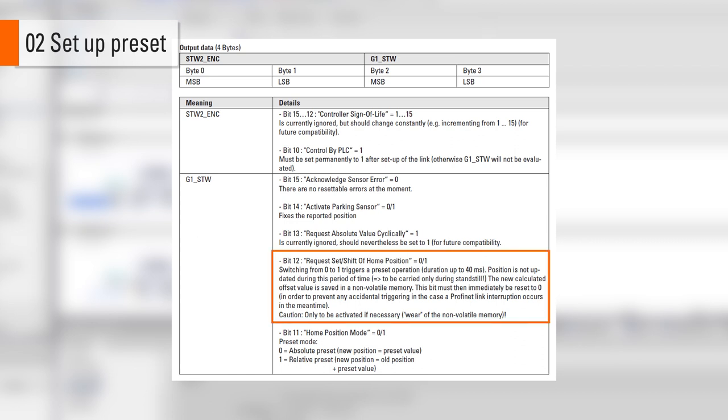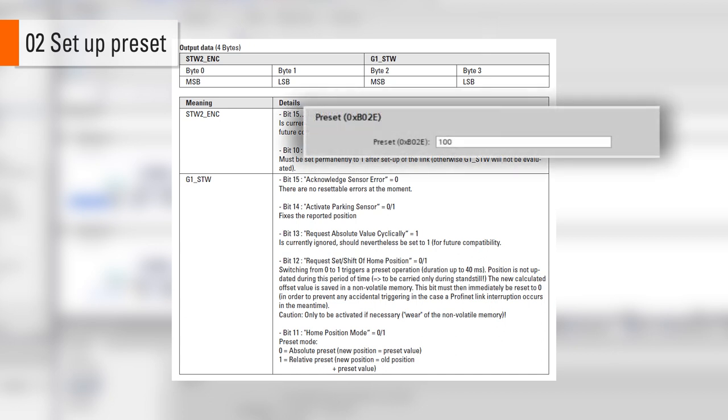If bit 12 shifts from 0 to 1, the preset is triggered. Bit 11 determines the preset mode, absolute or relative. The actual preset value is not contained in this telegram. If the preset is executed, Std.Tel.81 I uses the preset value contained in B02E.